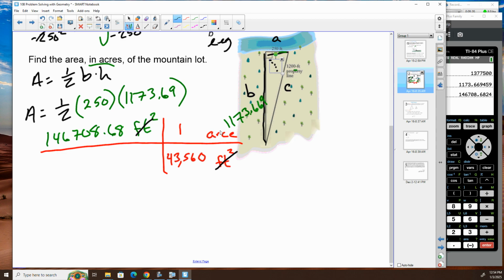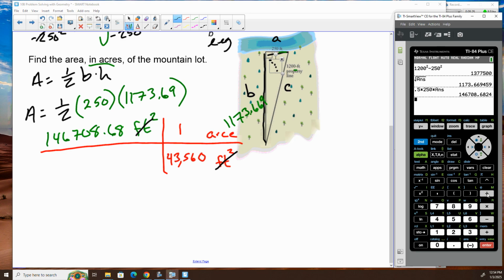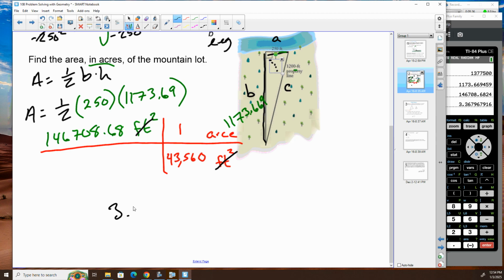So I multiply the numbers on the numerator together and then divide by the denominator. So I'll divide by 43,560, and I get 3.367. You'll round however it tells you to round. It'll probably say like round to the nearest tenth or nearest hundredth. So I'm just going to round to the nearest tenth. So I'm just going to go 3.4 acres is the area of that mountain lot.